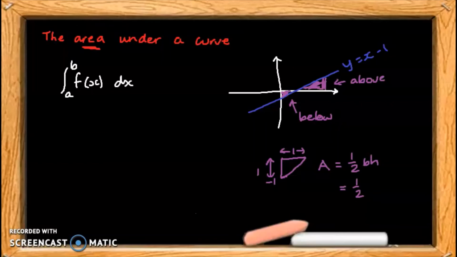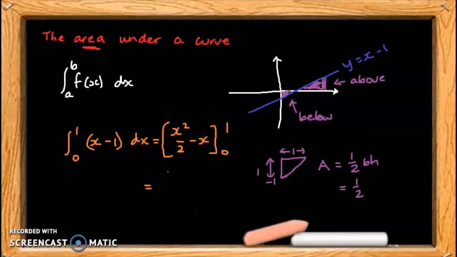However, if I found the integral of this function, sorry, between 0 and 1 of x minus 1 with respect to x, I will get x squared on 2 minus x between my two terminals, which will be 1/2 minus 1, minus 0 minus 0, which is -1/2. Now you'll notice my area should not be negative. This is obviously a positive area, and the idea of a negative area is a little bit nonsensical.